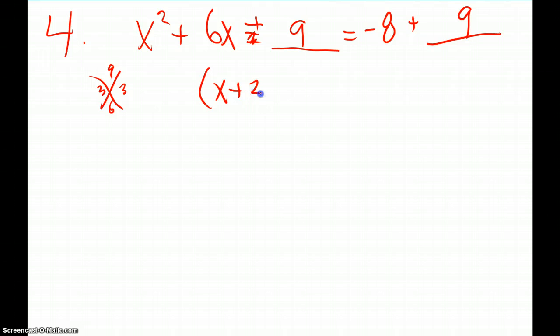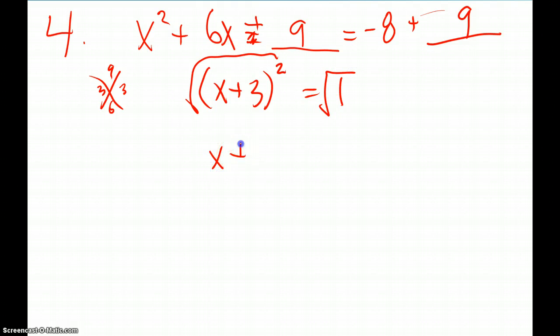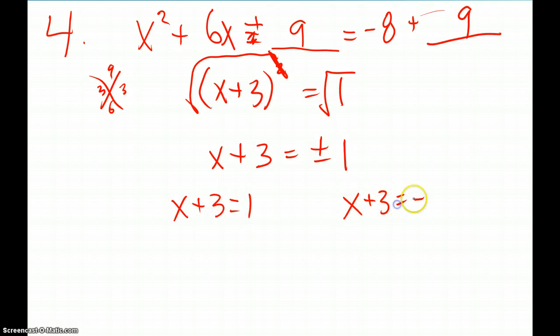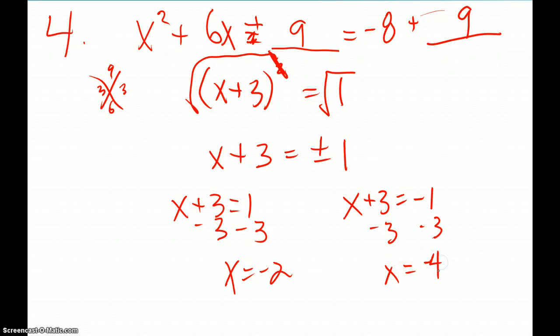So we've got x plus 3. We don't need to write it twice. We can just call it a square. This side, we just do whatever it says, which is a 1. If I want to undo the square, I use a square root. So x plus 3 equals plus or minus 1, because that just cancels this out. So x plus 3 equals 1. x plus 3 equals minus 1. I minus the 3, x equals negative 2. Minus the 3, x equals negative 4. Okay?